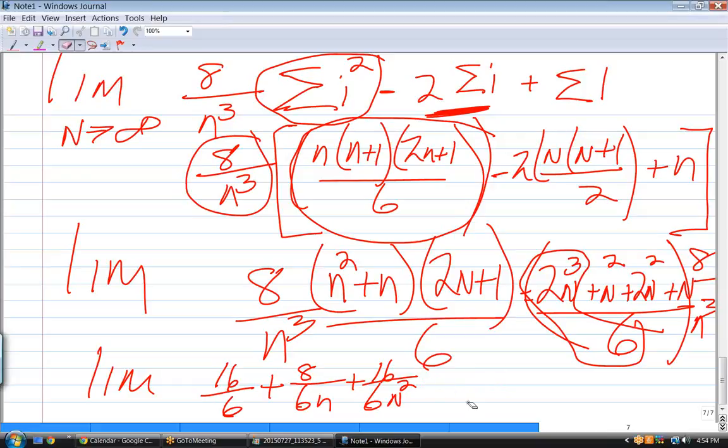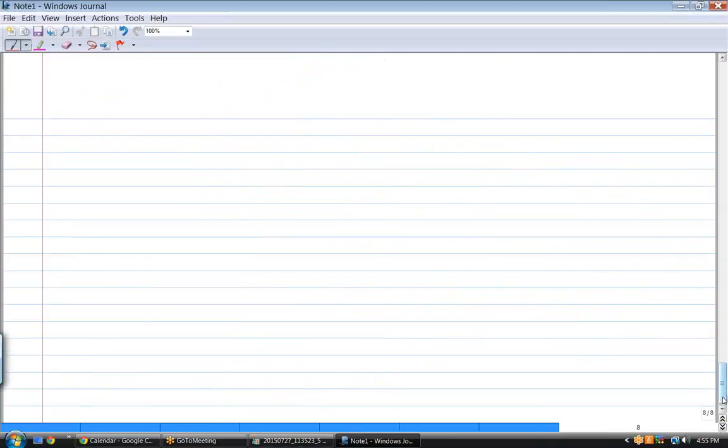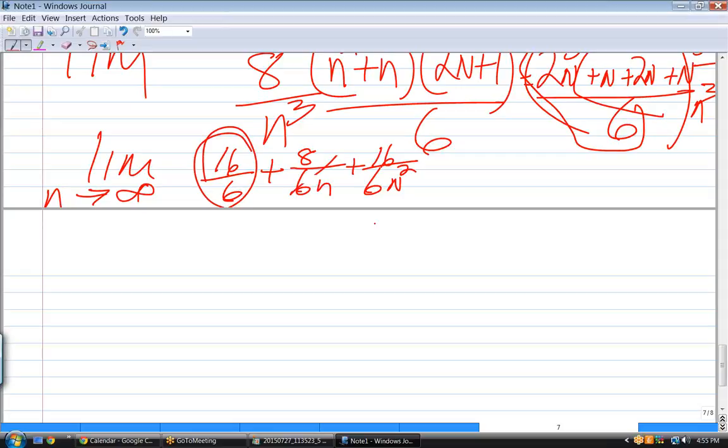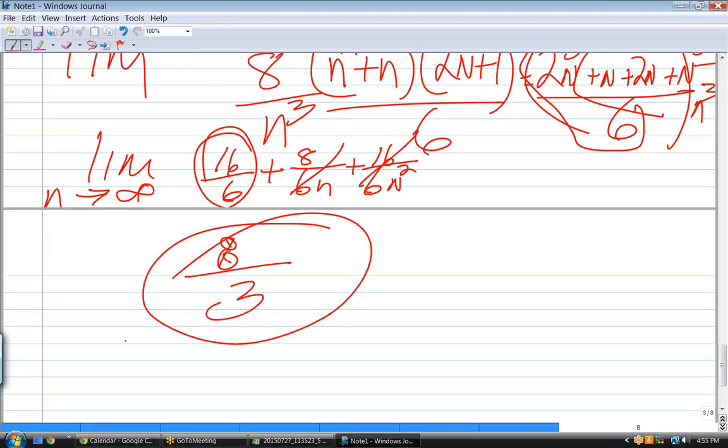Those three terms there. Now, when I take the limit of these three terms as n goes to infinity, the only one that results in a number is that one. Anything that has an n in the denominator is going to 0. So that goes to 0, that goes to 0, and I end up with an answer of 8/3. Same answer I got when I used a c based on the right-hand endpoint.